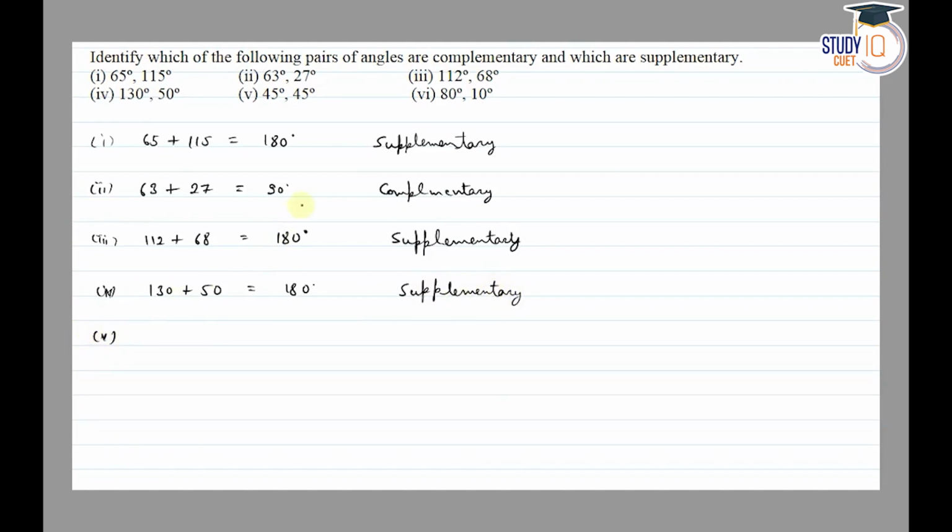Then fifth, 45 plus 45. So that is 90, which means complementary angles.